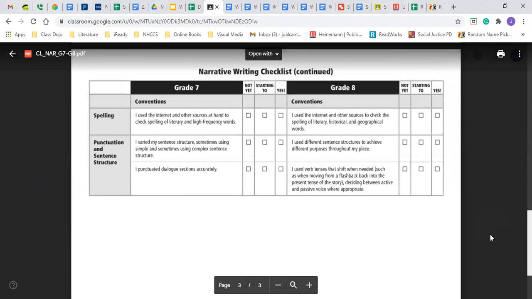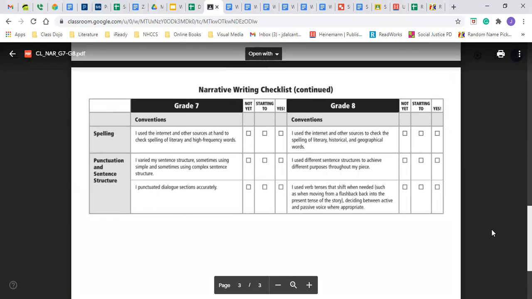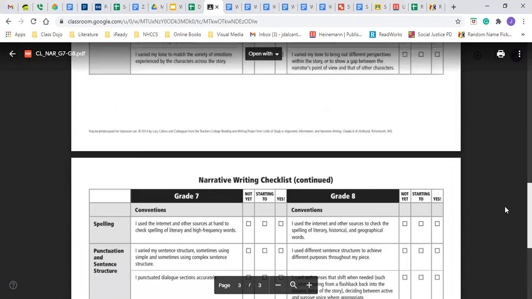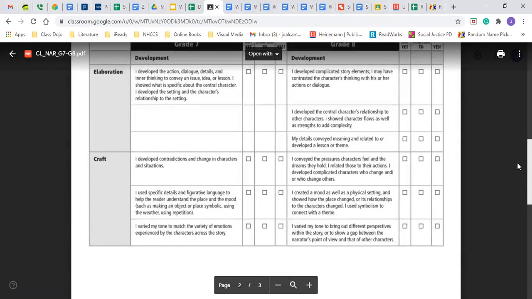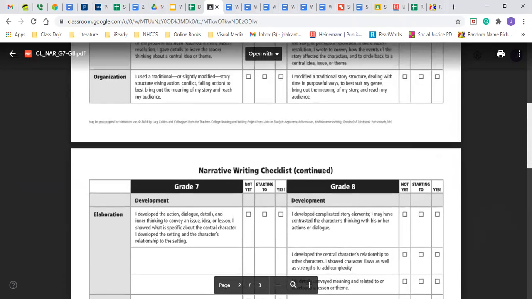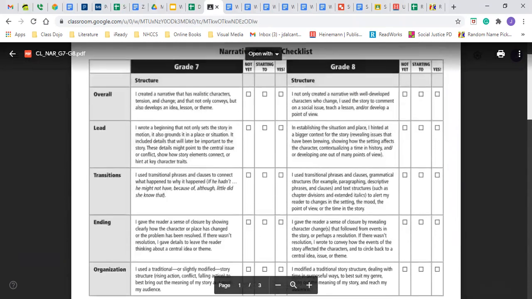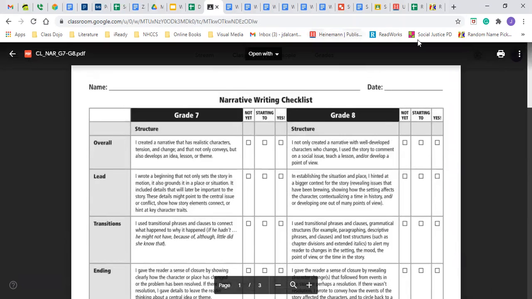A big issue I noticed is that students are not proofreading. They're not looking at their spelling, grammar, punctuation, and sentence structure. That's often the last thing students skip. Look through the rest of this. What are you doing in your writing? Make sure you stay on top of it. It's going to negatively affect your grade if you don't do it.